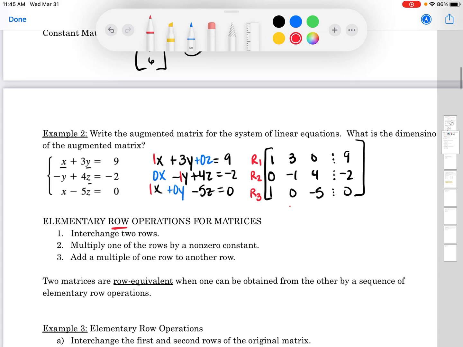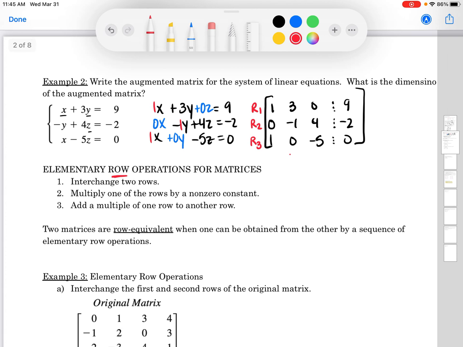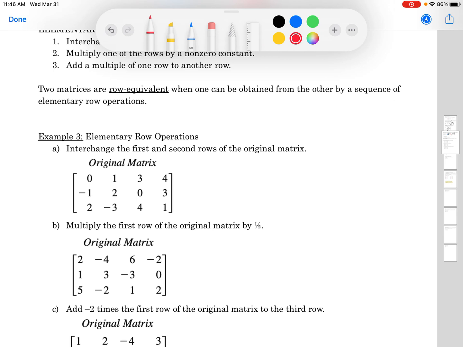All right, so two matrices are considered row equivalent when one can be obtained from the other by a sequence of elementary row operations. So what we're going to end up trying to do is to simplify these, and you'll see kind of how, into row equivalent matrices. Okay, and then when it is more simplified, we'll be able to easily pick out that x equals this number, y is this, and z is this. So first, let's just practice some of our options here.